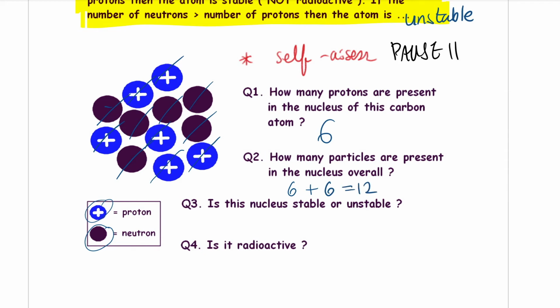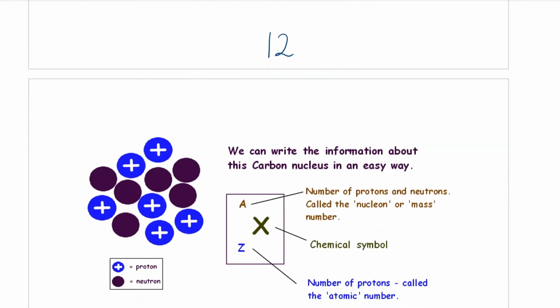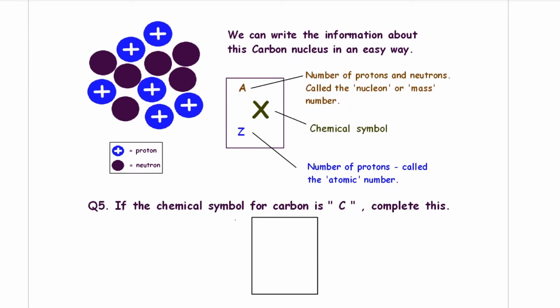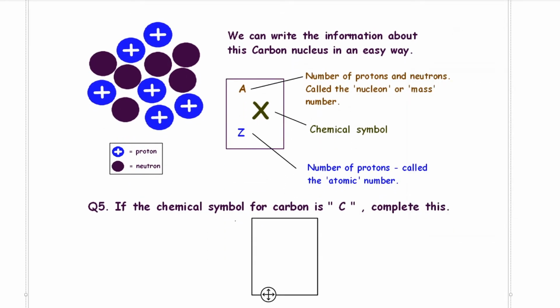Is this nucleus stable or unstable? Well, you've got the same number of protons as neutrons, so it is stable. Is it radioactive? No, because it's stable. Next page, we can write the information about this carbon nucleus in an easy way. We saw this earlier in the video. And remember the number at the bottom, the atomic number, is 6, because you've got 6 protons. And the number at the top here is going to be 12 because it's the nucleon number, or the mass number. It's 6 plus 6, so that would be 12.